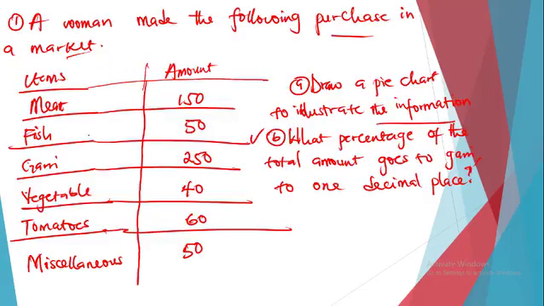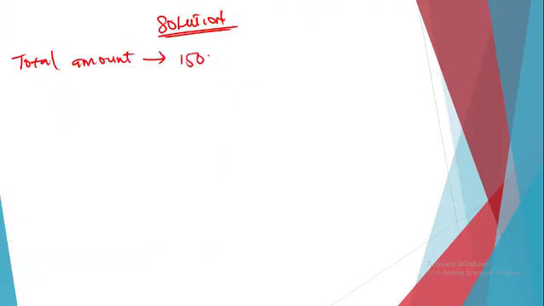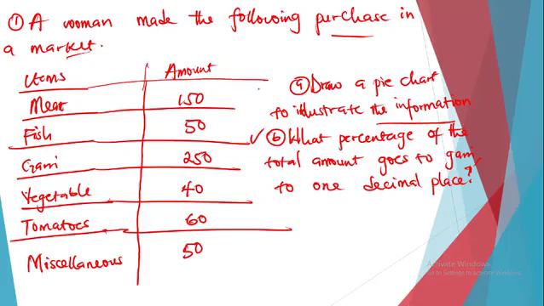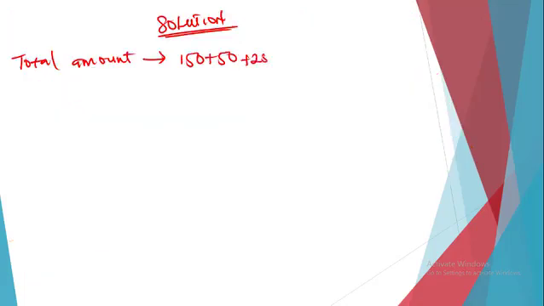The first thing we need to do is to find the total amount. How do we find that? We add up the amounts here: 150 plus 50 plus 250 plus 40 plus 60 plus 50, and that will give us 600.